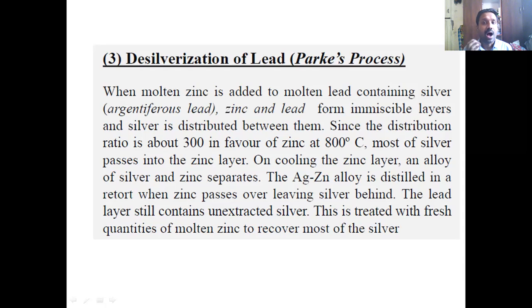But how do we extract this minute quantity of silver in the lead? For that, we use our distribution law principles, an application of distribution law. What we do is, the lead is melted. It becomes liquid, molten lead. To this molten lead, we add molten zinc. Why? Because molten zinc and molten lead are examples of an immiscible system. Like water and benzene, molten zinc and molten lead don't mix with each other. So this is an extreme example of liquid distribution law.